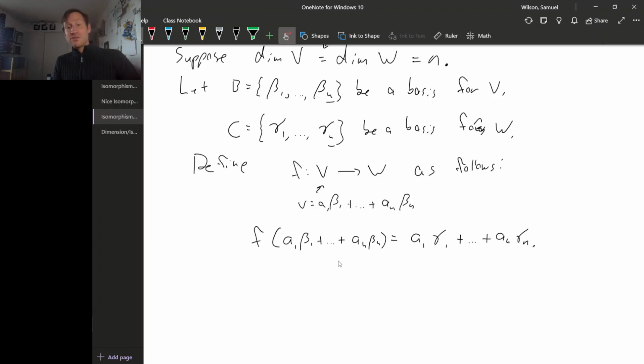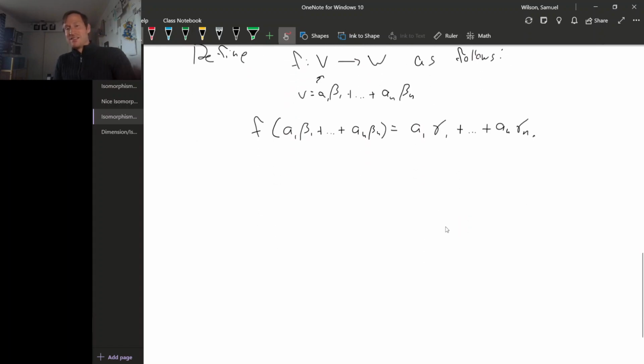Now this is a fine formula to write down, but we have a few things that we need to prove. First of all, we need to prove that this is well defined. We need to think about why writing vectors in V in terms of this linear combination doesn't cause any problems. Well, this is because beta 1 through beta n are a basis.